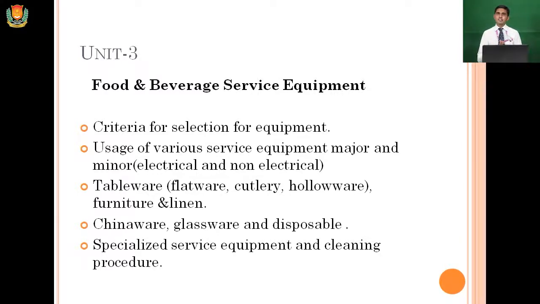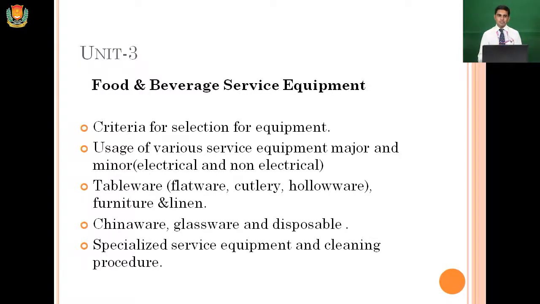In the third unit we are going to cover food and service equipment. These are the subtopics we are going to cover: the criteria of selection for equipment. What is the criteria? What are the standards of selecting your equipment? Everything I'll tell you in detail. We are going to learn this in detail.